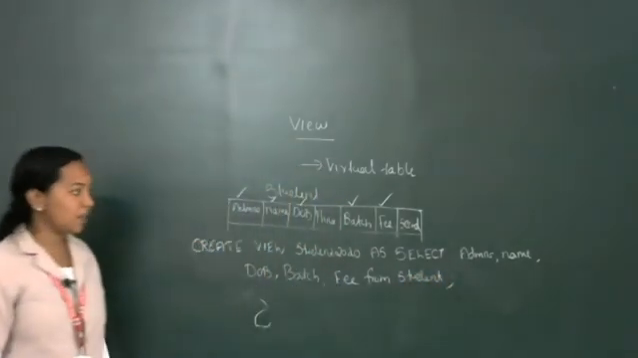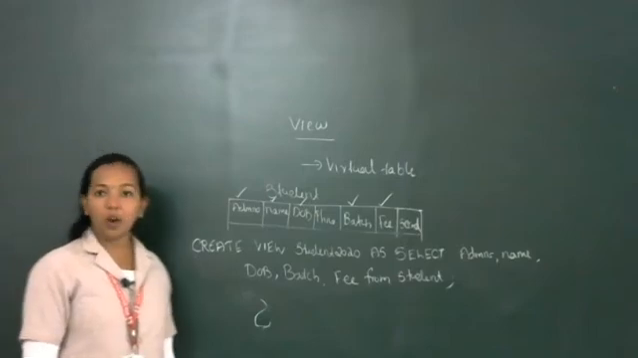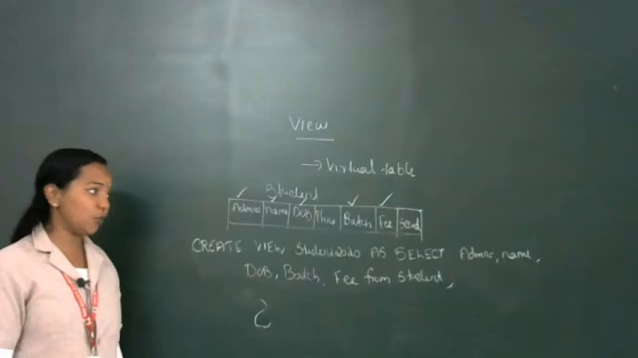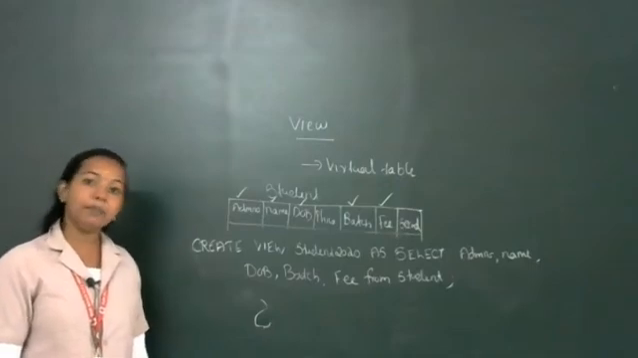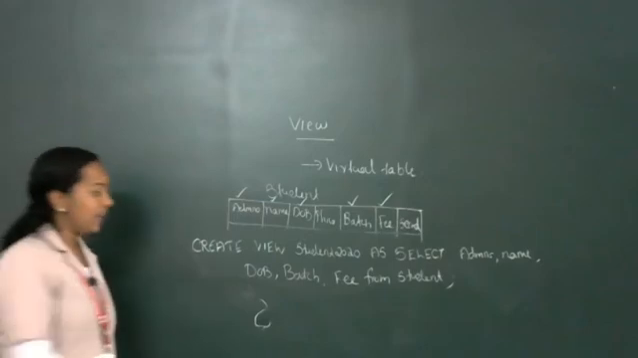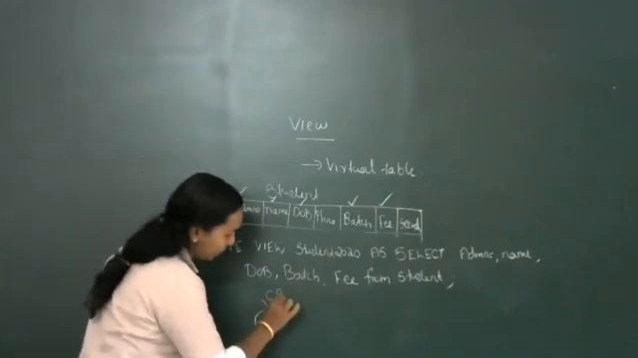First I specified the condition, how many columns I require: admission number, name, date of birth, batch, fee, from which table? From student table. Clear? So we can write like this. Then one more example I can write.